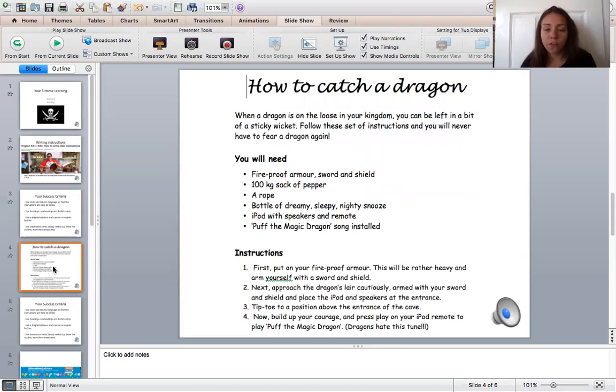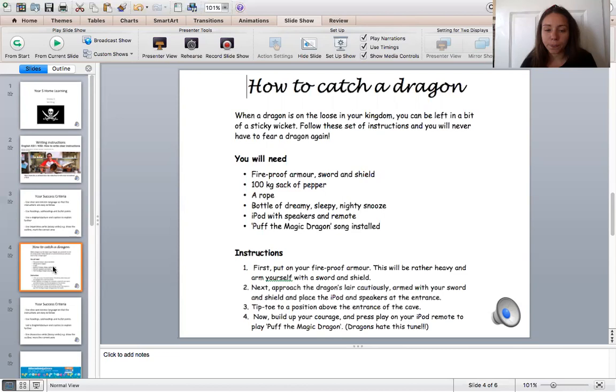So number 1 says, first, put on your fireproof armor. So not only does that instruction have a number to tell us that's the first thing we need to do, we've also got a time conjunction there. First, it's telling us when to do it. They're really useful to us because it helps us to sequence the events.